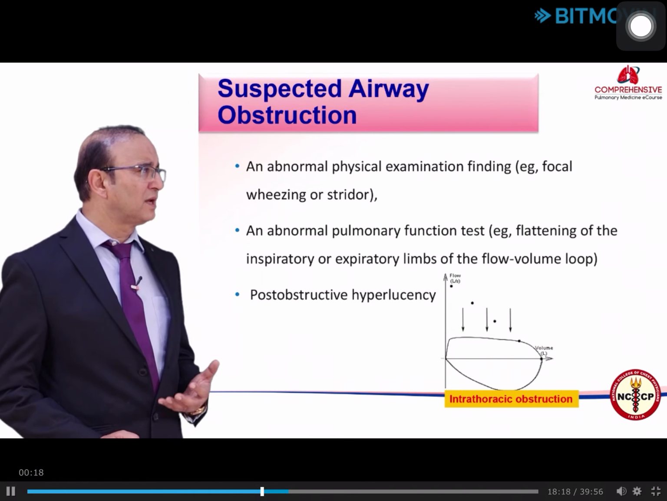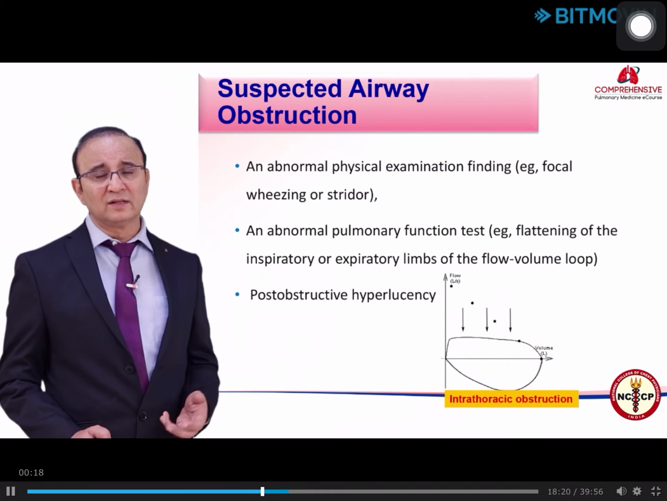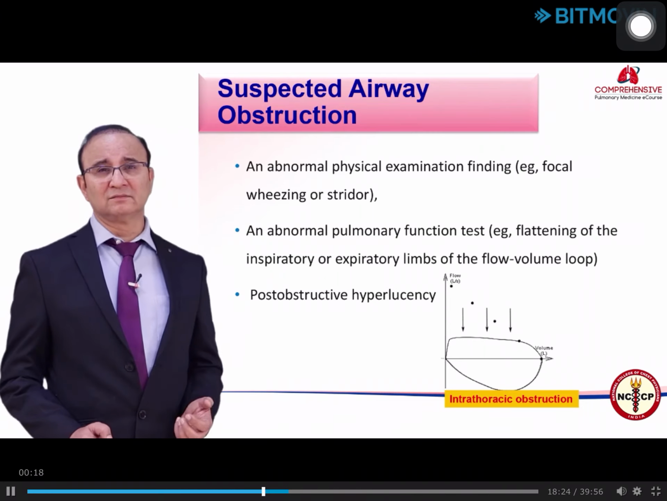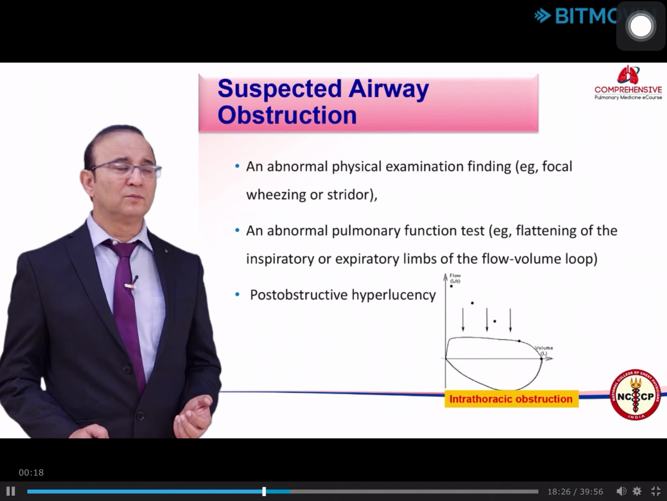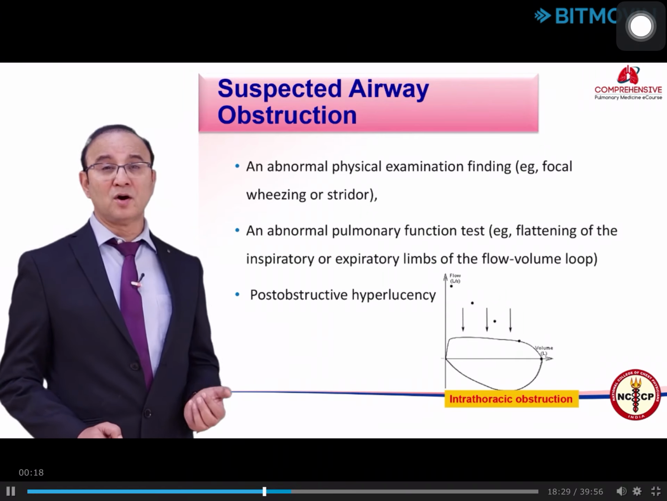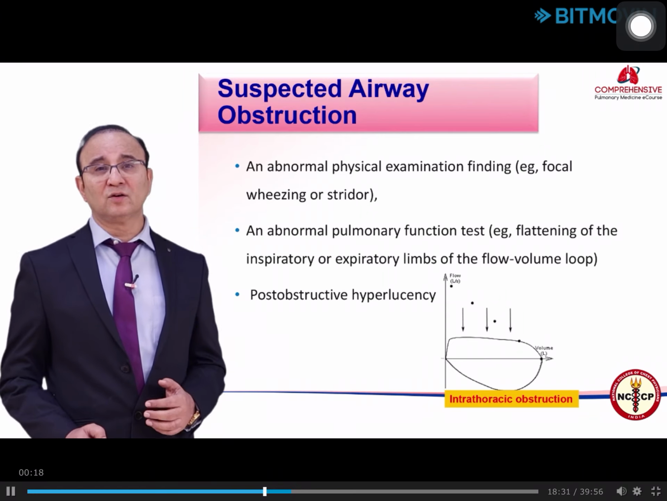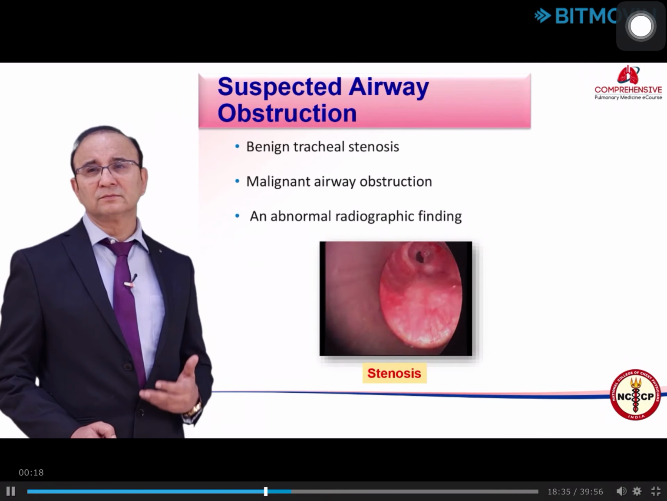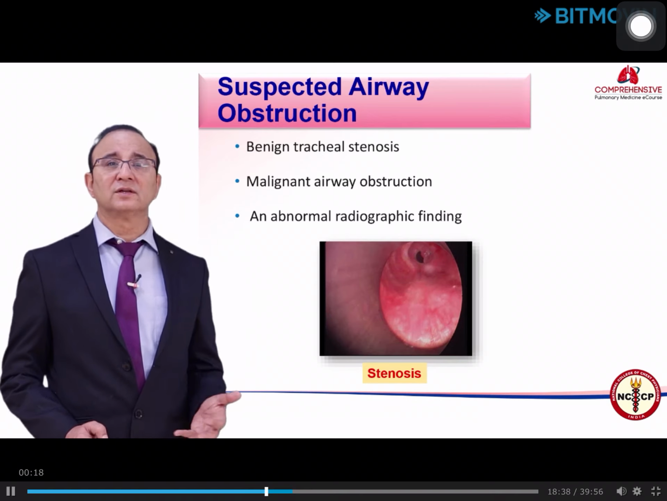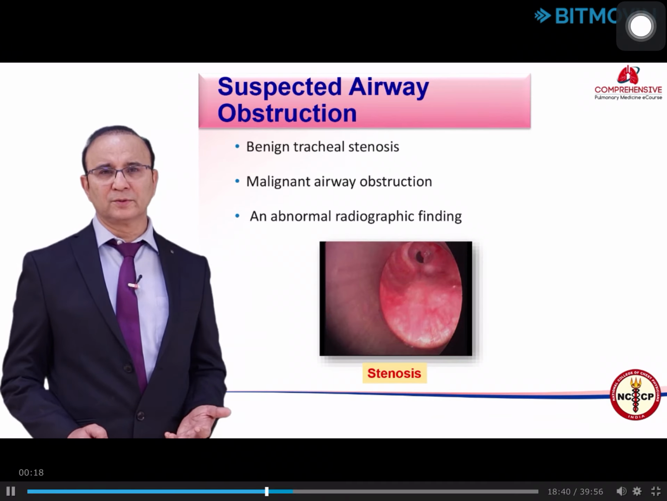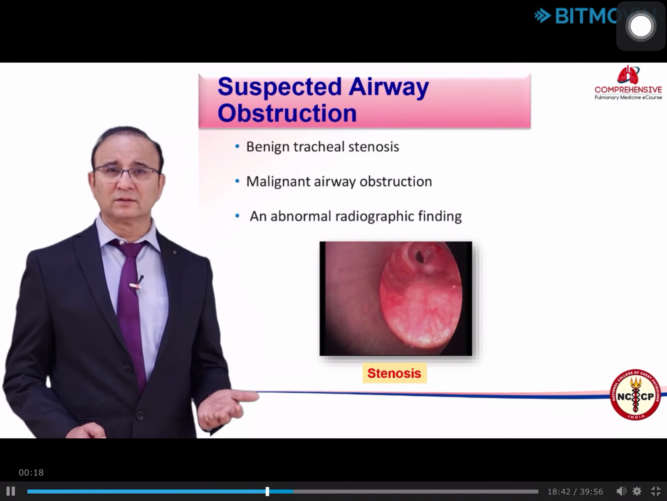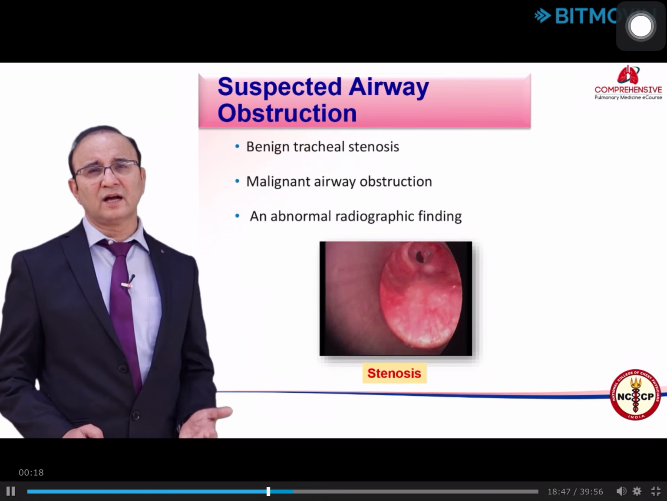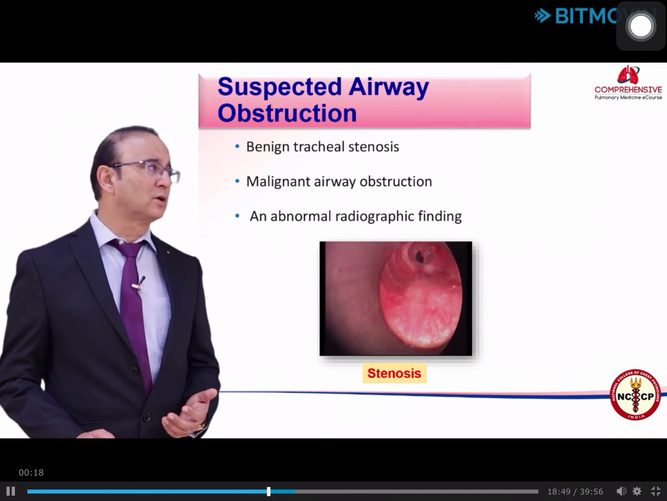Airway obstruction may be suspected on the basis of history, like the patient has aspirated, or abnormal physical examination, like you are finding a focal monophonic wheeze, or abnormal pulmonary function, with flattening of the inspiratory or expiratory limb. So in those patients, bronchoscopy is done to find out the reason for airway obstruction, which may not be neoplastic, but it could be neoplastic. So it is one of the reasons. In suspected upper airway obstruction, you do a bronchoscopy.